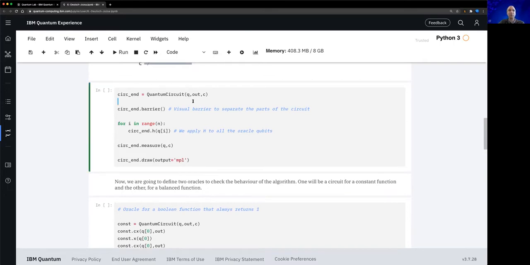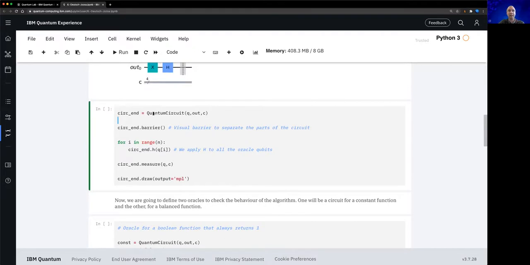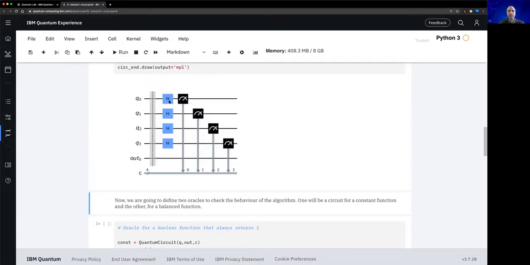Now what I'm going to do here is to create a new part of the circuit, in which we are going to apply the Hadamard gates and the measurement. This is what I'm calling circ end. Again, it acts on the same registers, and it has this barrier to separate from the previous part, and then the Hadamard gates and the measurements. If I draw this, you see that this is the final part of the circuit.